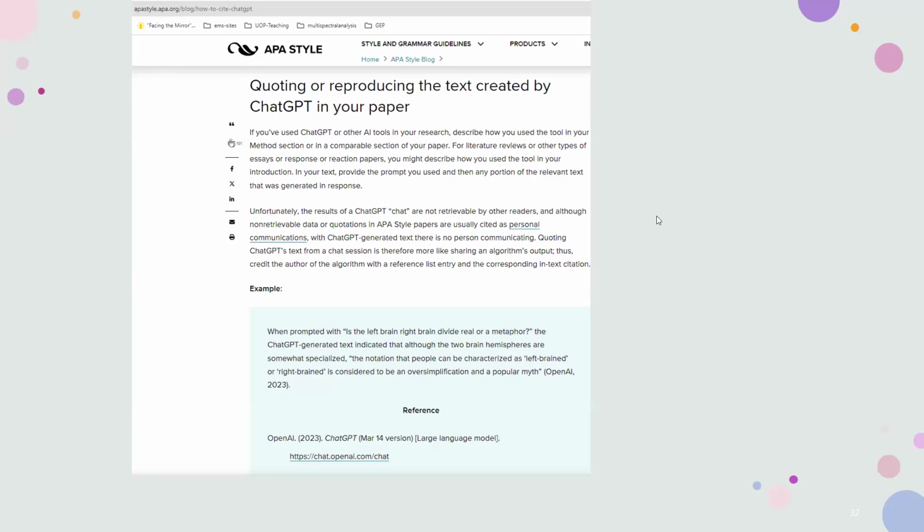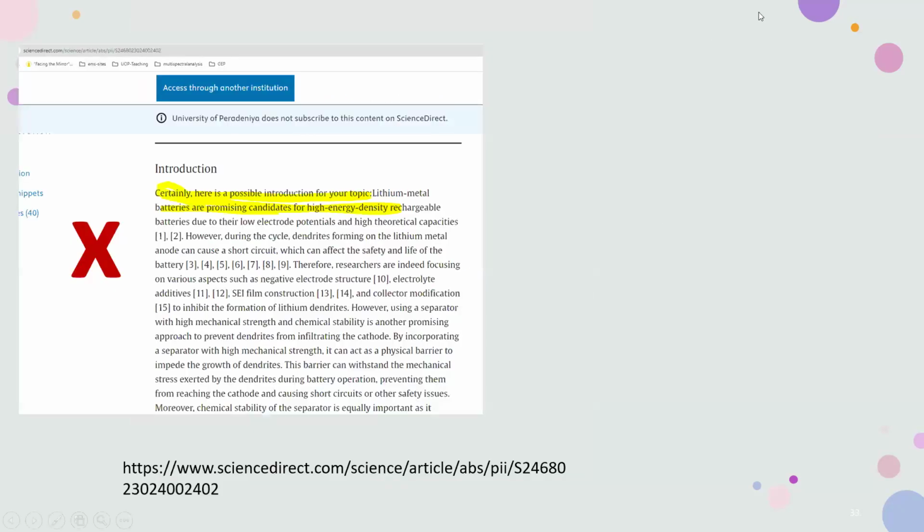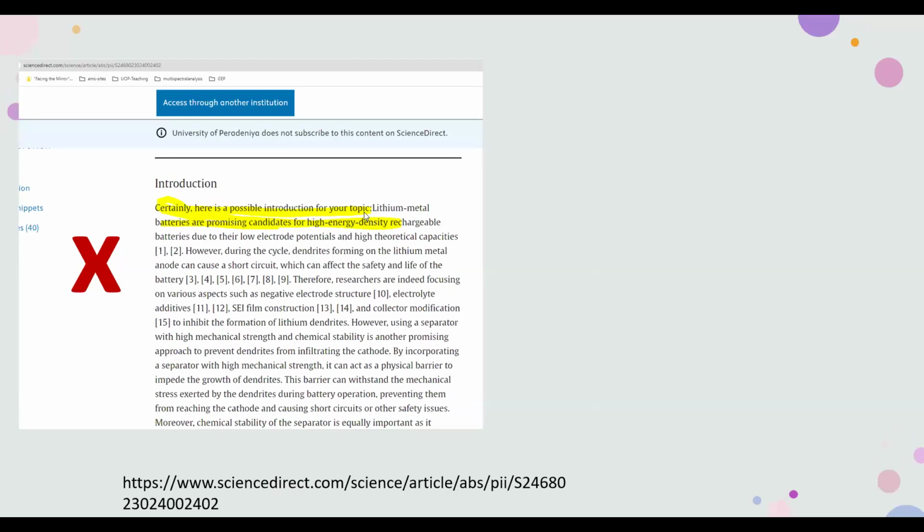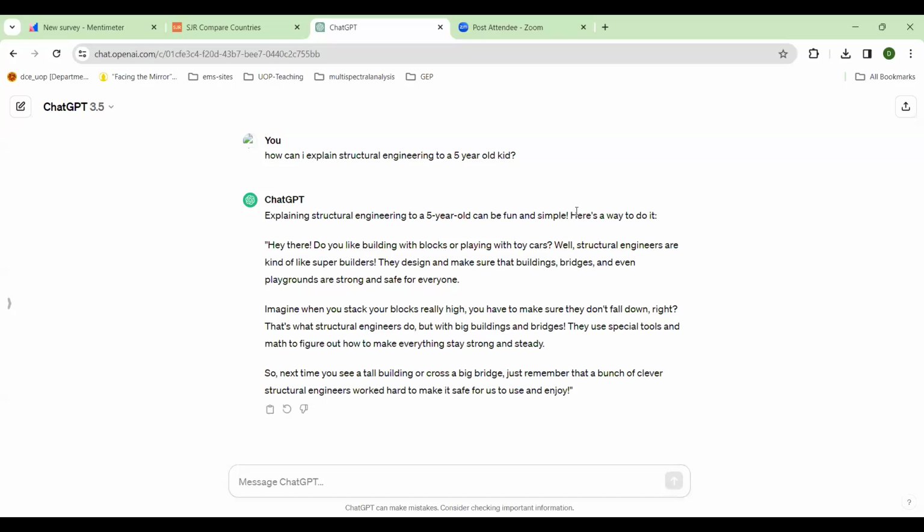And of course, what are the consequences of not credibly using these resources? For example, this is a real case. I can even give this link to you. If you search for this, there is this article, and if you go to the introduction section, it immediately says, "Certainly, here is a possible introduction for your topic." And if you look at my ChatGPT answer, it says, "It can be fun and simple. Here's a way to do it."